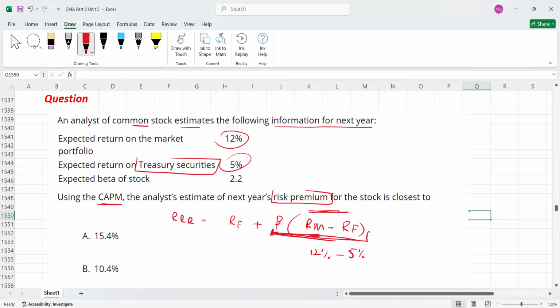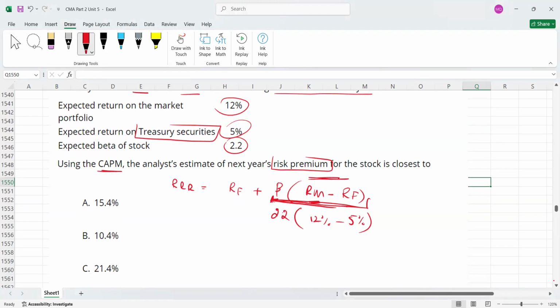Now the expected beta of the stock is 2.2. Now you will solve it. If you just solve this, it will give you the risk premium. So 12 minus 5 is 7%, times 2.2. If you multiply, I believe you will get 15.4%. So this is the risk premium.